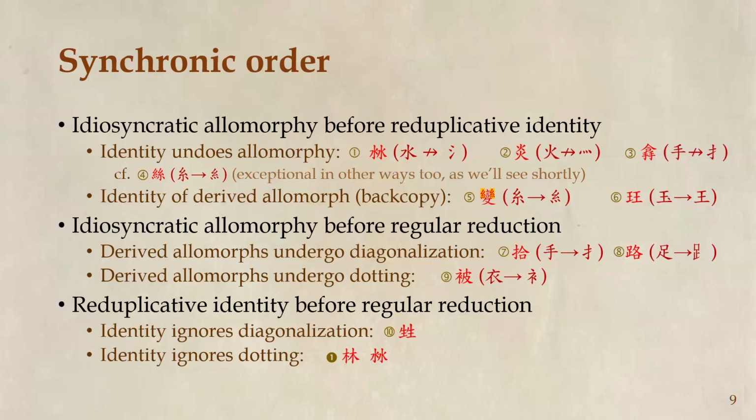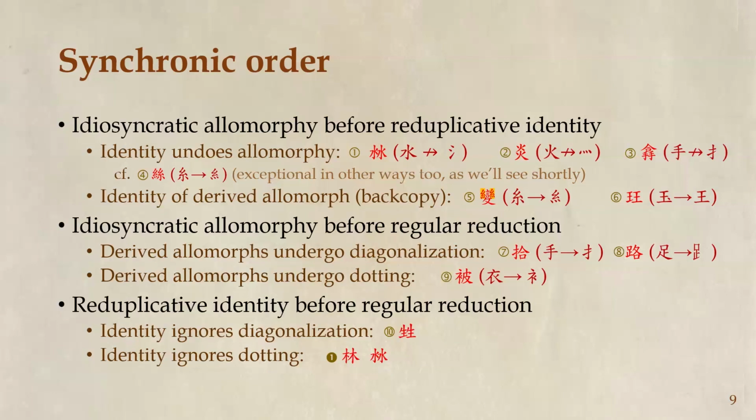Idiosyncratic allomorphy also applies before regular reduction, and that's seen in examples 7, 8, and 9, because the derived allomorphs can undergo diagonalization and dotting. So, for example, in 7, this idiosyncratic allomorph, which originally has 4 strokes, now loses one of the strokes at the top for no particular reason. But at the same time, for regular reasons, the bottommost stroke becomes diagonal. And a similar thing happens in 9 with the dotting.